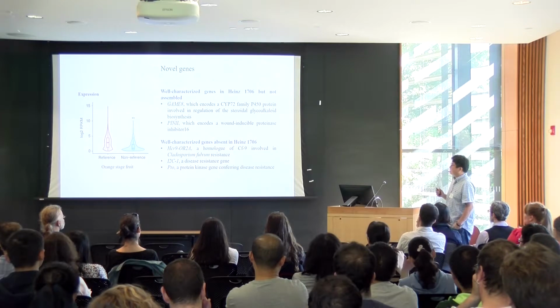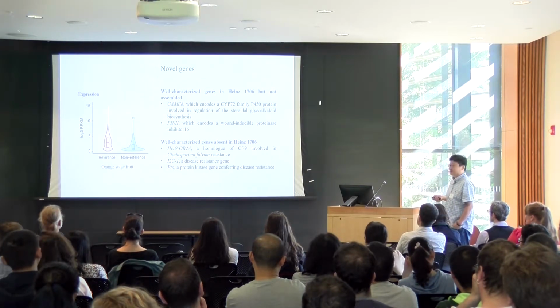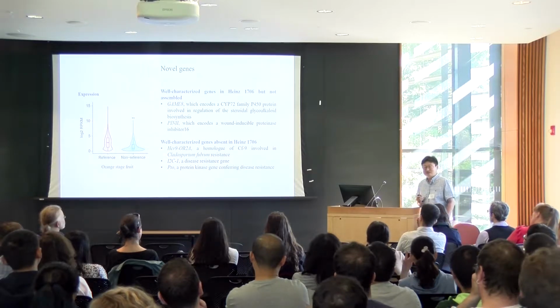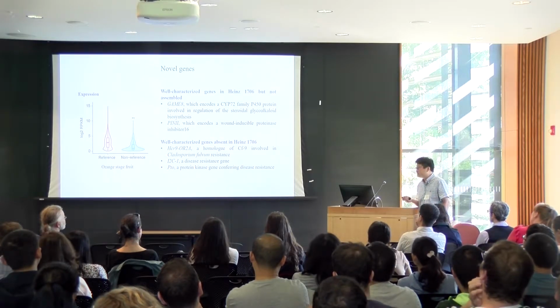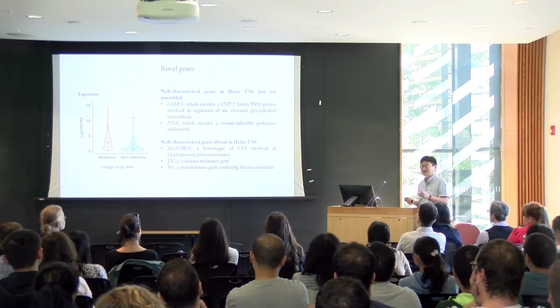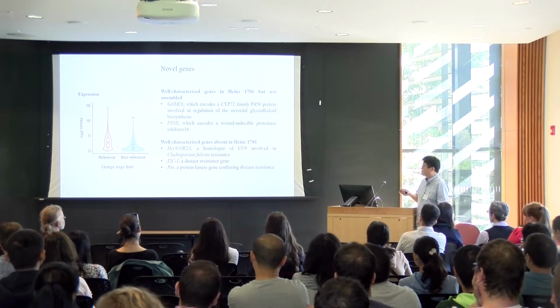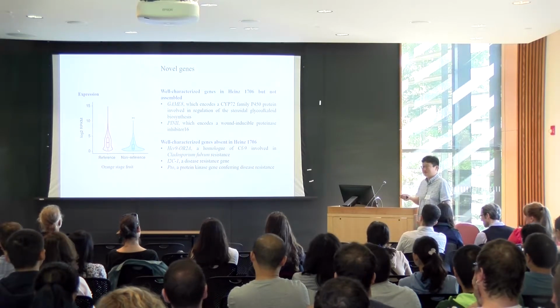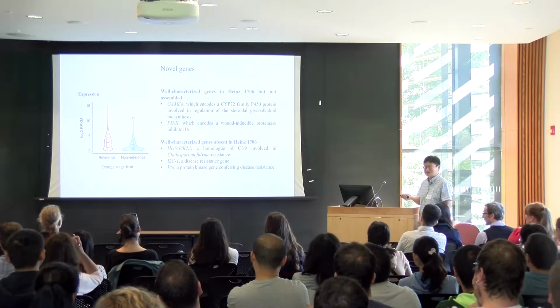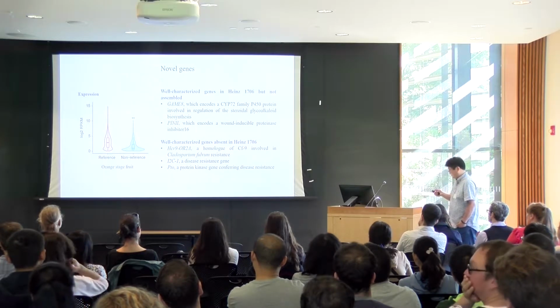And we checked the expression of reference and non-reference genes. This is from another group in China. They did RNA-seq on orange stage fruit. They sequenced about 400 accessions at this stage, and we checked the expression distribution. We found that expression of reference genes was much higher than non-reference genes. And later, maybe I can tell you why.